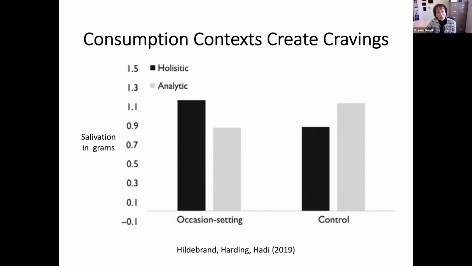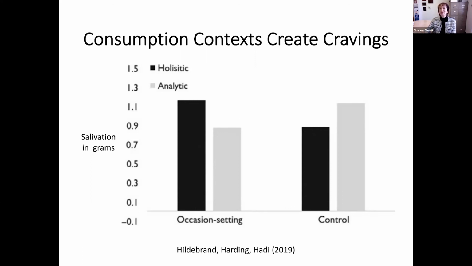Now, how did they know about craving? They didn't ask people, how much do you crave this chocolate bar or this pizza? They actually measured salivation by having people put dental rolls in their mouths that they then afterwards weighed. And they found that people salivated more if they were holistic thinkers when they saw a product with an occasion setting cue in the ad than without such a cue. But that there was no significant difference for analytic thinkers. Giving them a context or not giving them a context didn't matter in how much they salivated.